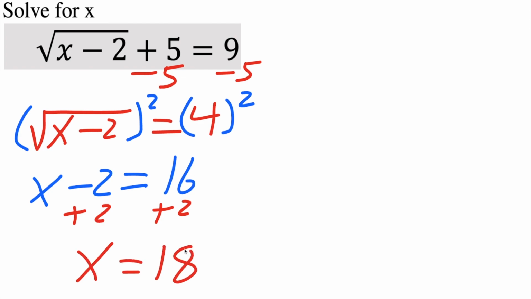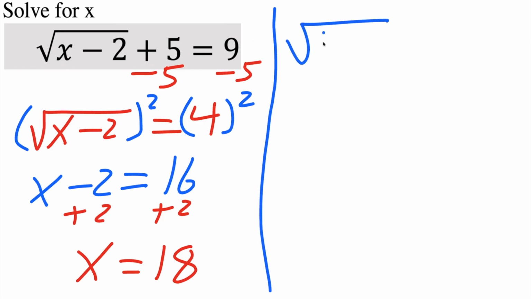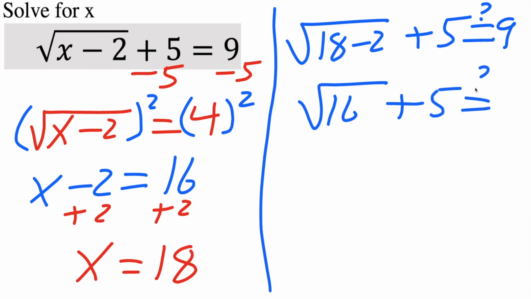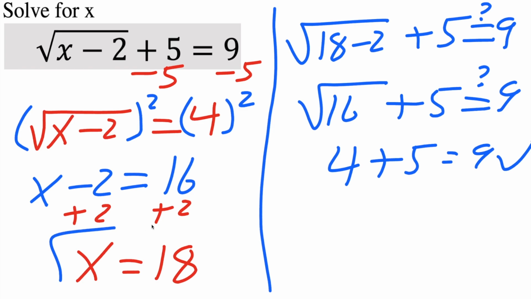Now, a good rule is to always check for extraneous solutions whenever you have square root problems. So we're going to check if this is a valid answer. So what I'm going to do is plug 18 back into the original equation. So instead of an x, put 18. So the square root of 18 minus 2, outside is a plus 5. And does it equal 9? That is what we need to figure out. 18 minus 2 is 16. So the square root of 16 plus 5, does it equal 9? Square root of 16 is 4. And 4 plus 5 is equal to 9. So this is a correct answer. So x is equal to 18 is the only answer for this problem.